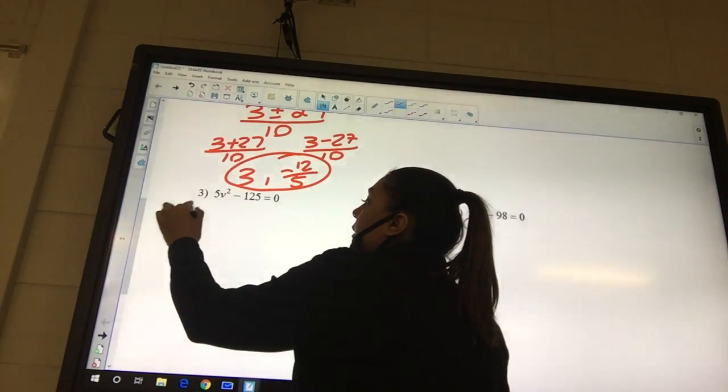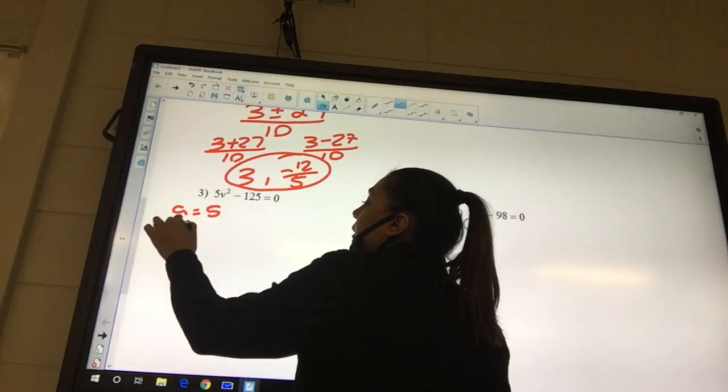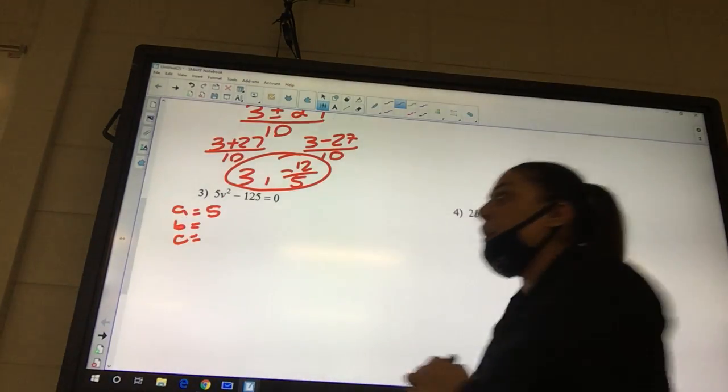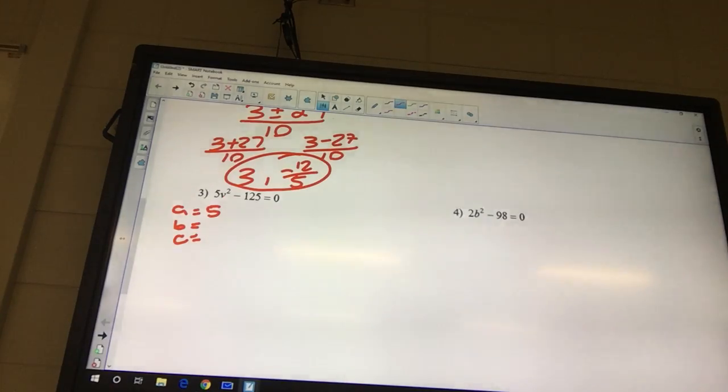All right, so look at 3. What is A? B. 125. Negative 1. No. The form goes like this. The form goes ax squared plus bx plus c.